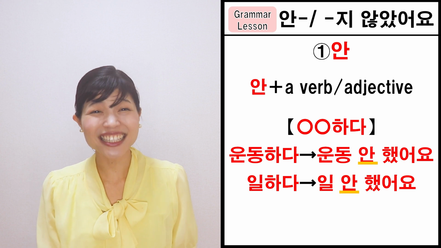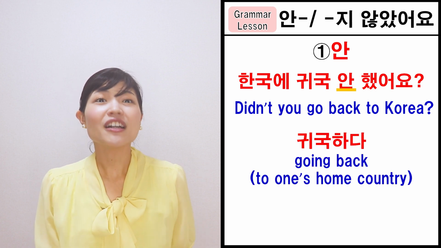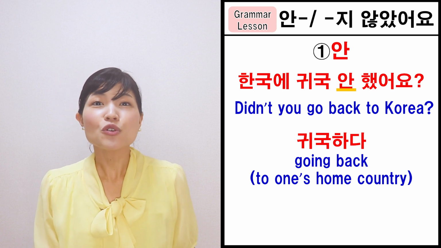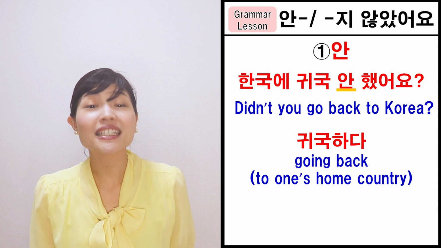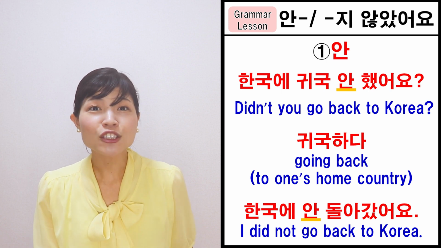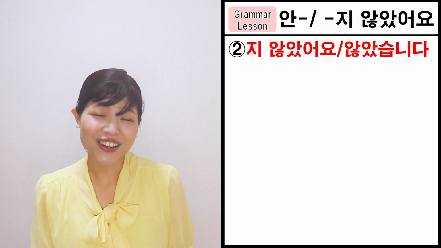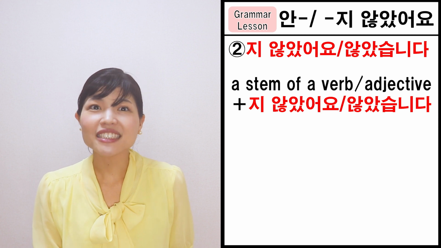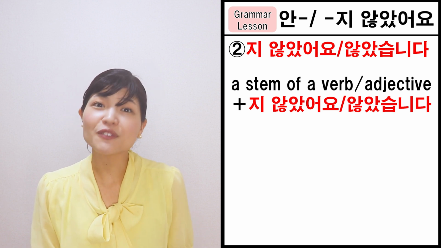Now, let's take a look at this sentence. 한국에 귀국 안 했어요? Didn't you go back to Korea? Here, 귀국하다 is the word for going back to one's home country. Again, you cut in between 귀국 and 했어요 and add 안 in the middle to make a negative sentence of a past tense. Besides this expression, you can also say 한국에 안 돌아갔어요, which means I did not go back to Korea. 지 않았어요, 지 않았습니다 is straightforward and easy. You just need to add 지 않았어요, 지 않았습니다 after a stem of a verb or adjective.